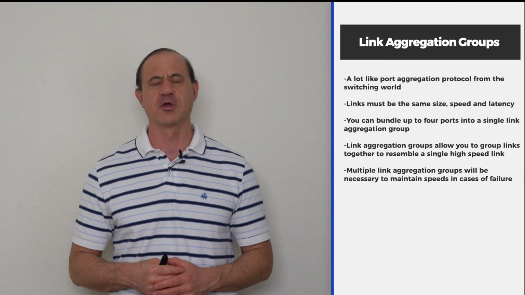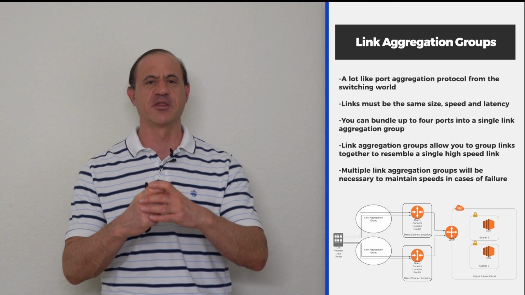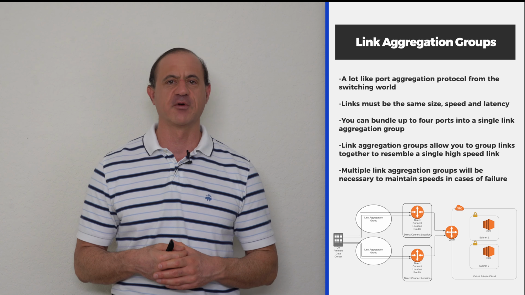But what if you needed some higher performance than that? What if a 10 gigabit Ethernet interface to an AWS direct connect location isn't enough? What if you need 2? What if you need 3? What if you need 4? Now what are you going to do? Well, for those of us that have been working in the switching environment, we had something called port aggregation protocol. And basically what would happen is you could take 4 10 gig links and bundle them together, and it would logically look like a 40 gig link.